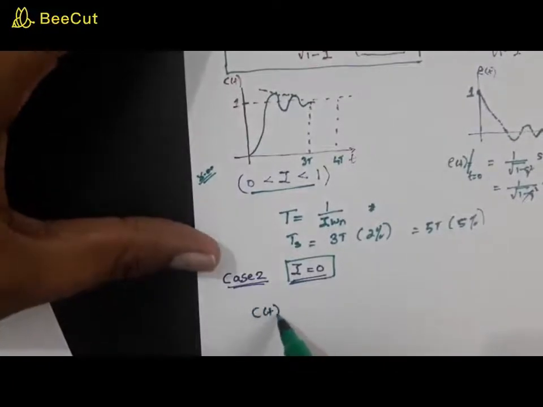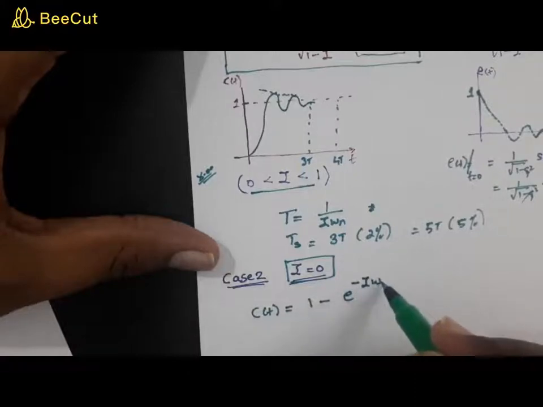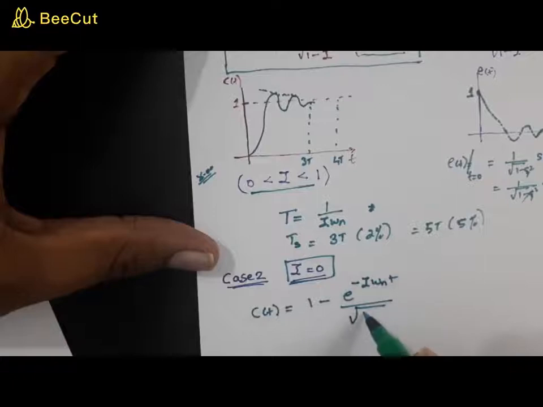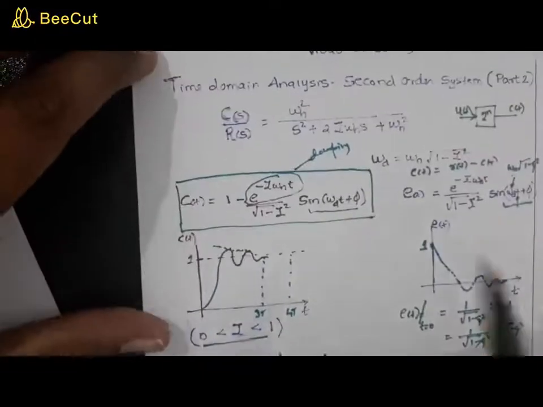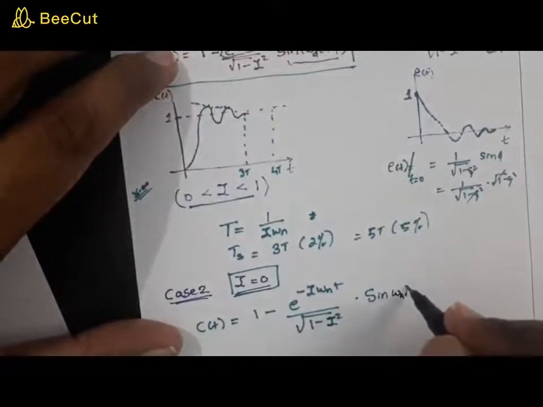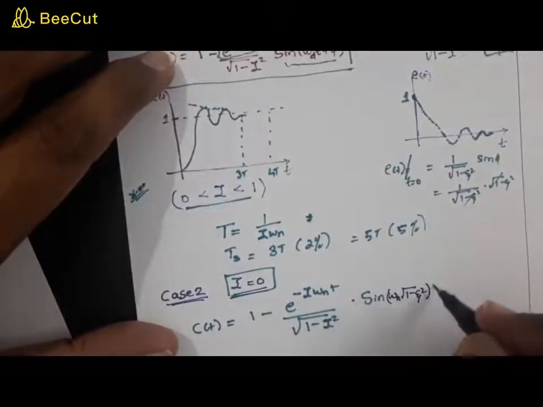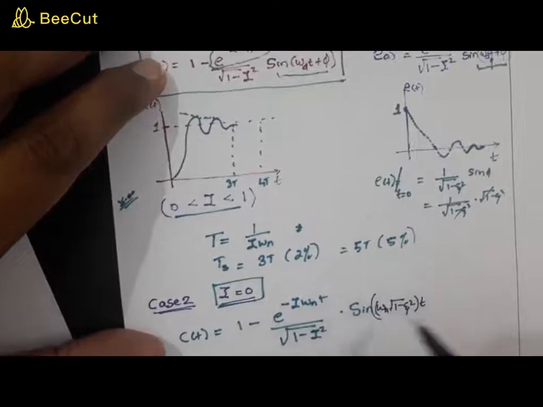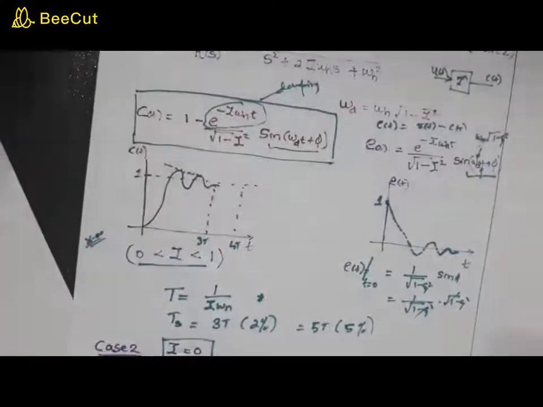So c of t is as shown, right? e raised to minus theta omega n into t divided by root of 1 minus theta square into sine omega dt, right? Instead of omega d, I'm putting omega n into root of 1 minus theta square into t, plus phi. Now what is phi? As I mentioned in the previous video, what is phi?